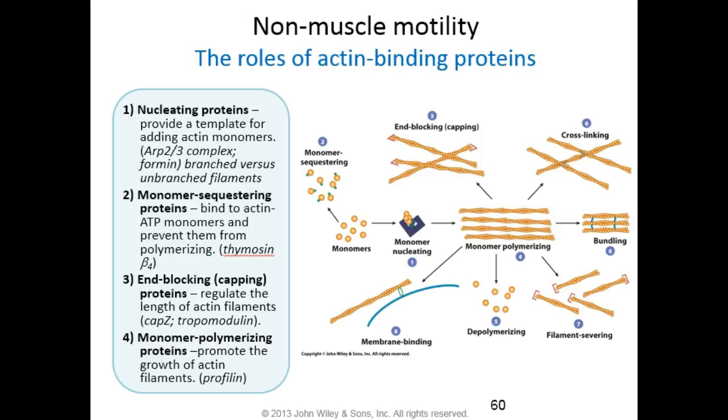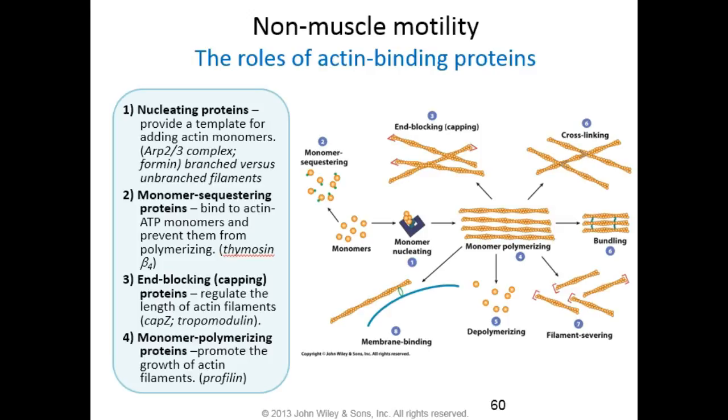Number 2, monomer sequestering proteins that bind to actin ATP monomers and prevent them from polymerizing. These proteins, like thymosins, bind to actin ATP monomers, often called G-actin, and prevent their polymerization. Without them, nearly complete polymerization of soluble actin monomers into filaments is favored by conditions within the cytoplasm, so it's a negative control. Number 3, end-blocking or capping proteins that regulate the length of actin filaments, like CapZ and tropomodulin.